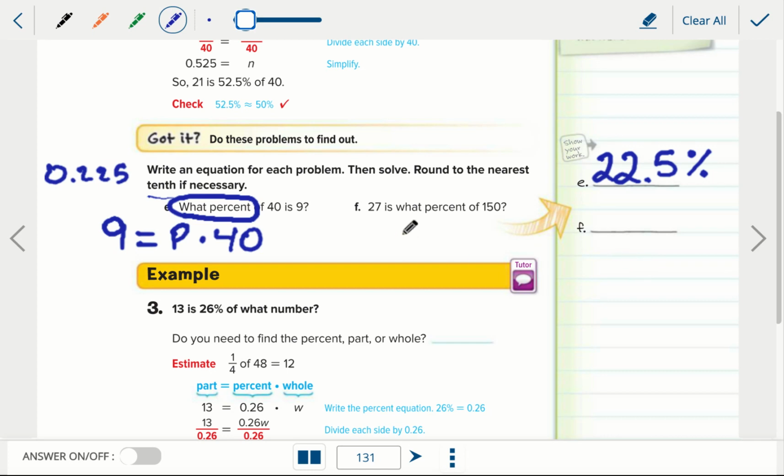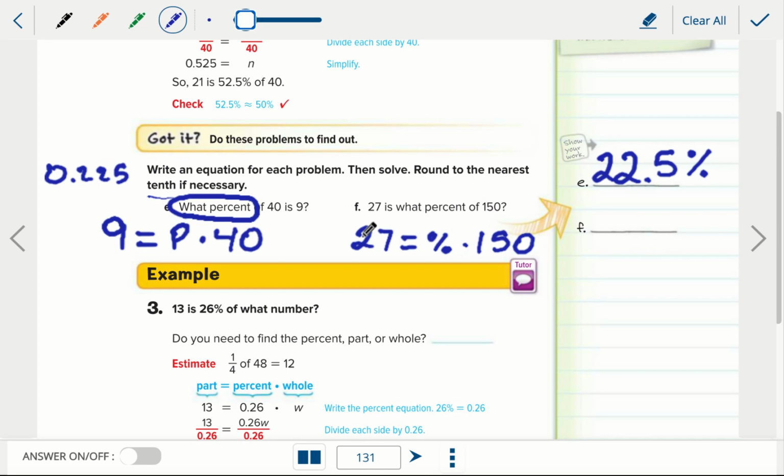Let's go ahead and look at another one. This one says 27 is what percent of 150? Again, I don't know the percent. So I know my part and I know my whole. The part is 27 because it's next to the is, and it says 27 is this percent. Then I have my percent times 150.